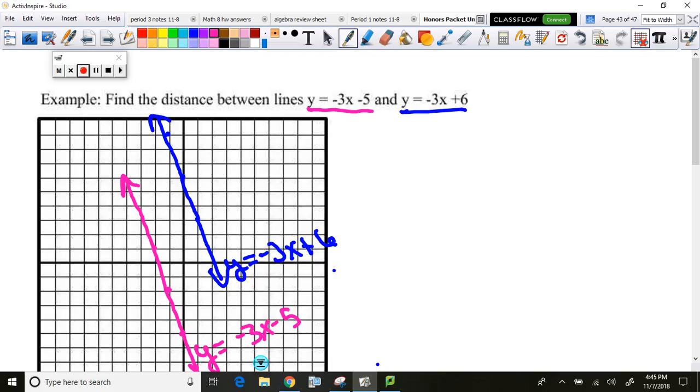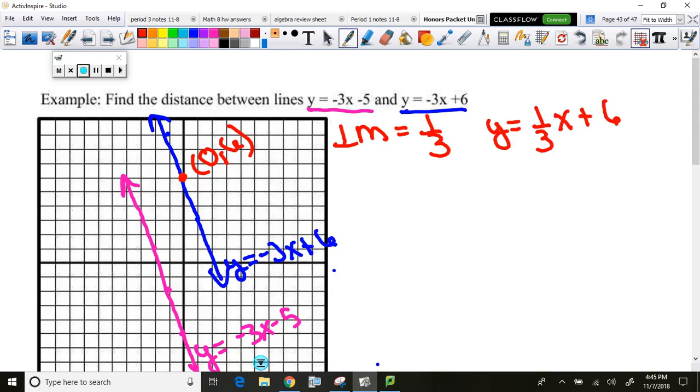Now, it really doesn't matter which equation you pick a point on. I'm going to choose the y-intercept on the blue line, which is the point 0, 6. Now I'm going to do the same process we did before, which is I want the perpendicular line to the pink line through the point 0, 6. So the perpendicular slope is 1/3. So the equation of the line with a slope of 1/3 through the point 0, 6 is y equals 1/3 x plus 6.